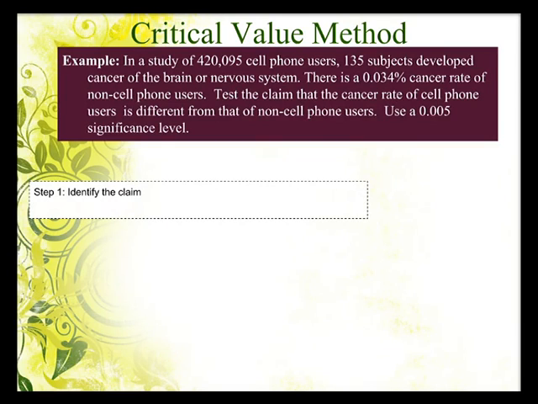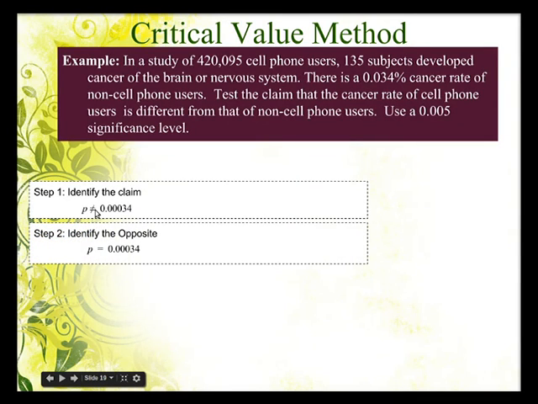So the claim in this case is that the cancer rate of cell phone users is different from that of non-cell phone users. So my claim is that P does not equal 0.034%, but I'm going to change the percent into a decimal. So move the decimal place to the left 2 places, and we have P does not equal 0.00034. The opposite of not equals is equals.